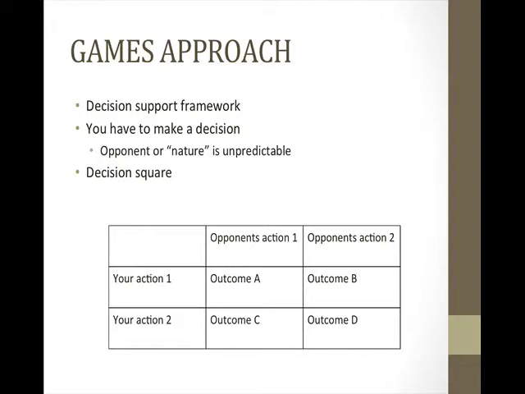Okay, now one way we can talk about uncertainty is the games approach. The games approach is really a decision support framework: you make a decision, and then your opponent, or nature, as we'll see in a second, has some unpredictable input. So we start with a decision square such as this. You have your choice of two options, your two actions, and your opponent has two actions, and you get these different outcomes depending on what you choose to do and what your opponent chooses to do.